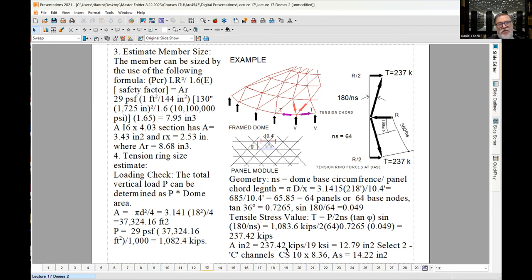Our cross-sectional area, 237 divided by 19 KSI. We would need 2 C channels roughly here and here with this cross-sectional area to counteract that thrust force.